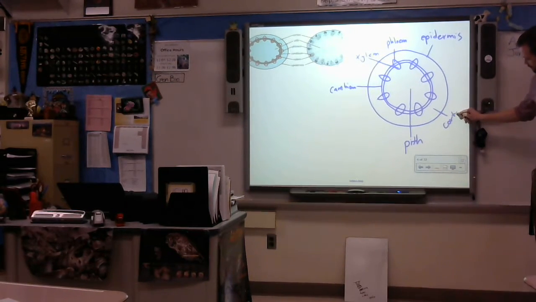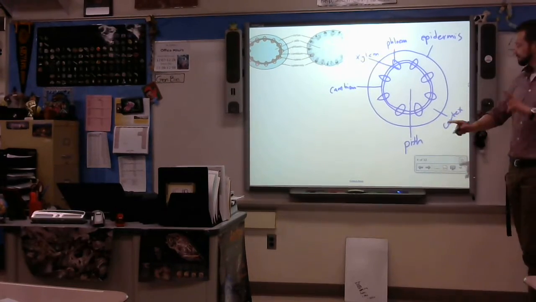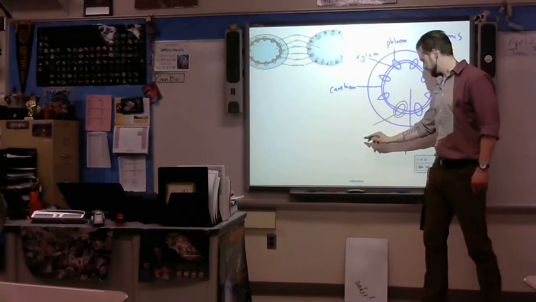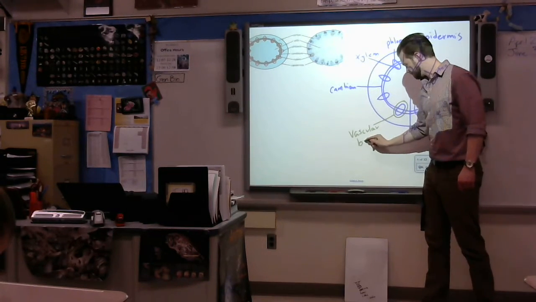What do you call it when there's both of them? Like you know how you bracketed the phloem and the xylem? What do you call that? Vascular bundle. Thank you. That whole structure is called a vascular bundle. Sorry, Joey, I took your question. No, you're good.